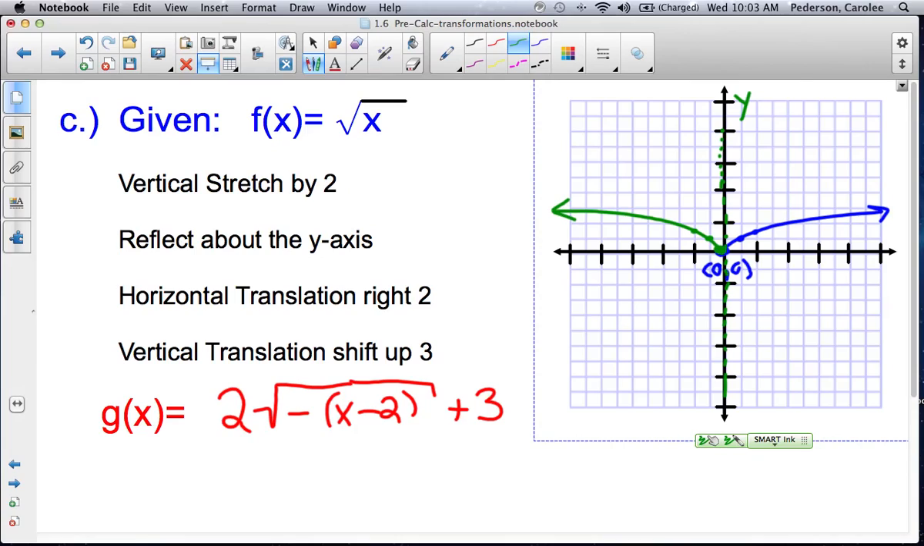Then I'm going to horizontally translate it. So I'm going to pick it up and move it to the right, and then up 3. So I'll go to the color black and do those in 2 parts, or all together in 1 part. So we're going to move this critical point to the right 2, and then up 3. So now there is my critical point. Right 2, up 3. And then my shape has not changed.